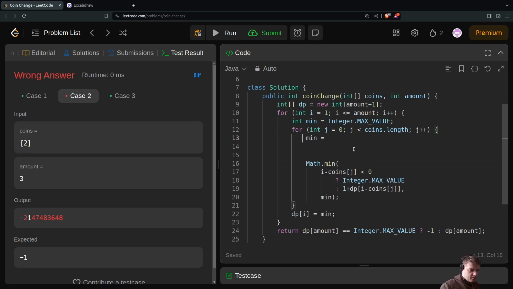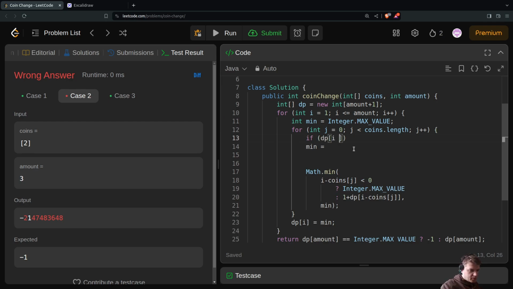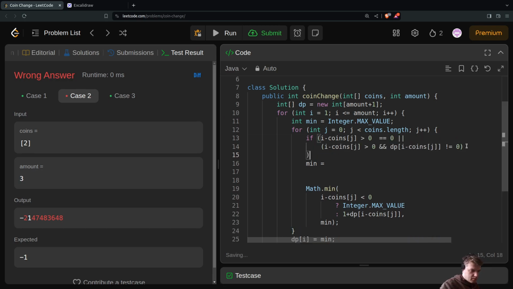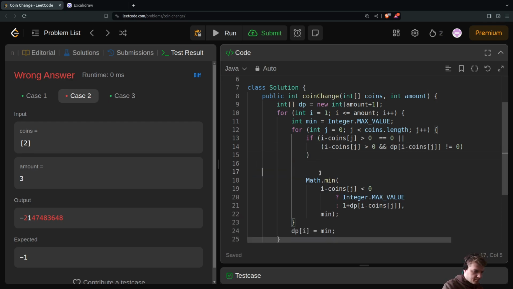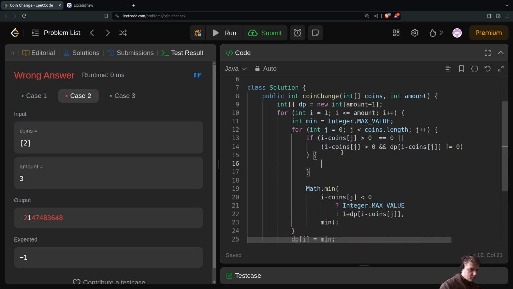So if dp of i minus coins j is greater or equal 0, and dp of i minus coins j is not equal 0, or if it's equal 0, or like this. So dp of i.